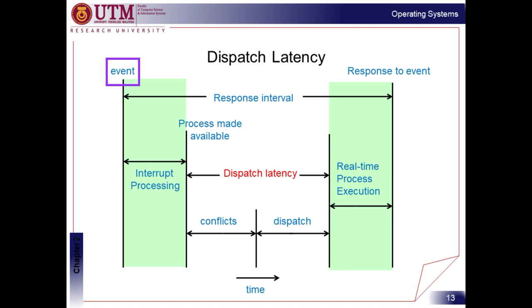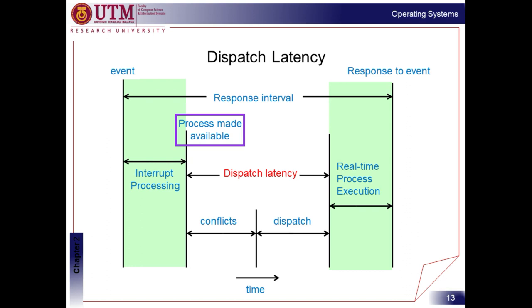In real-time systems, it is very important to respond to events in a timely manner in order for the system to work properly. When an event happens, it usually causes an interrupt. This forces the operating system to stop what it is doing and deal with the event. The amount of time it takes from when the event happens until the system starts processing the interrupt is called the interrupt processing time.